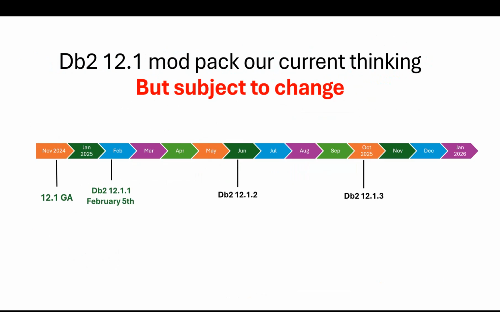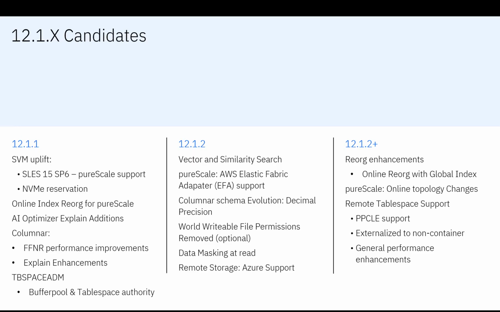12.1.2 and 12.1.3, of course, could change. Dates could move because those are not fully committed. But February 5th, you should be expecting 12.1.1, which will catch up all of those things we talked about being missing on the operating system side as those dependencies come out. So candidates for 12.1.1: SVM uplift gets you pureScale support.